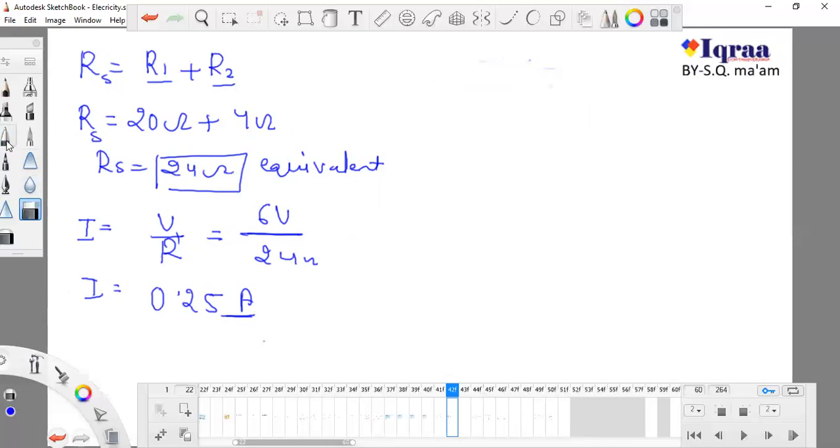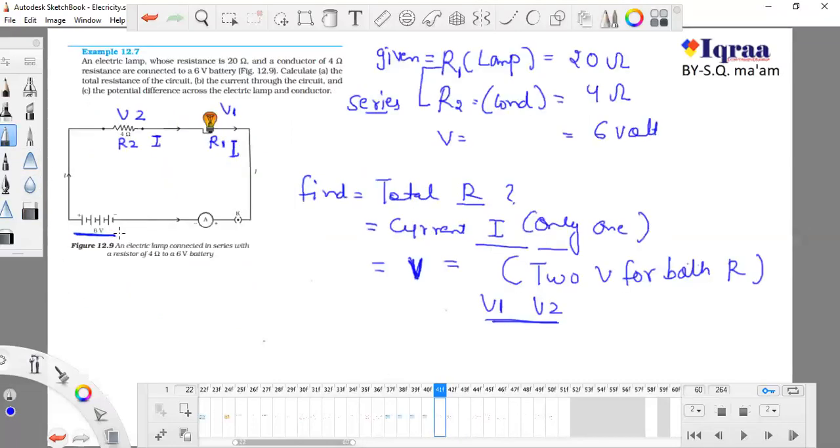What does it mean? The value of V, 6 volt, is given to me, and this is common for both. Why am I using this? Why am I not using V1 and V2? Because first of all, I'm not provided with V1 and V2; I have to identify them. And second, even if you are given them, you have to go with the common V. Why? Because I is the same all over. I have to find only one I, which will be sufficient for the whole circuit, because this is a series circuit.